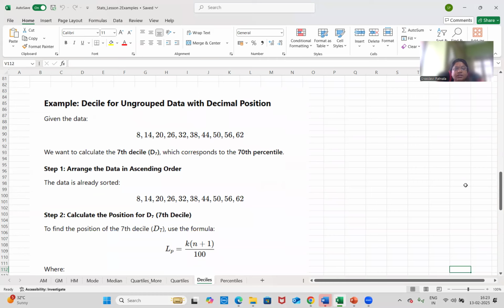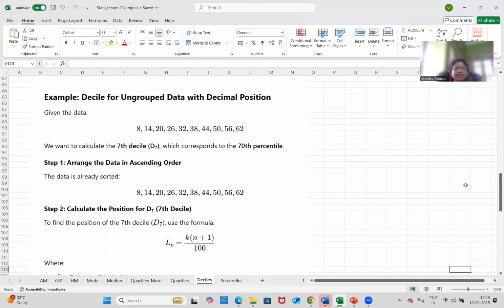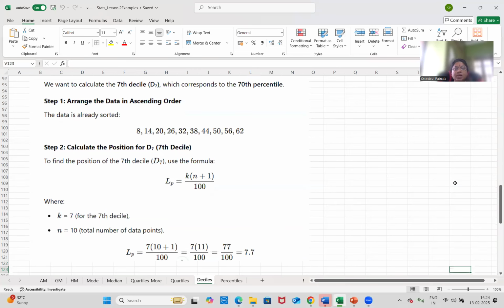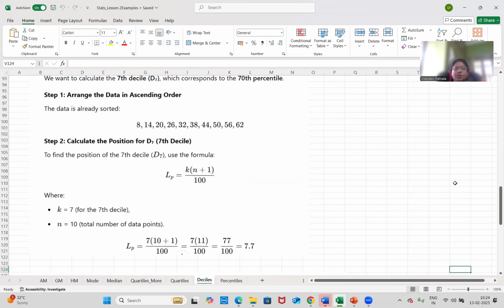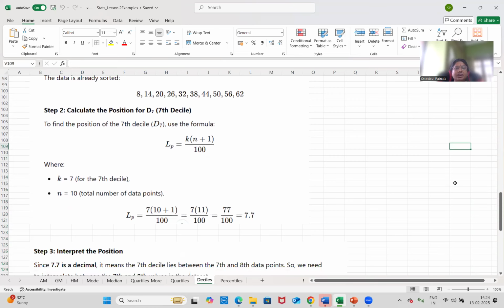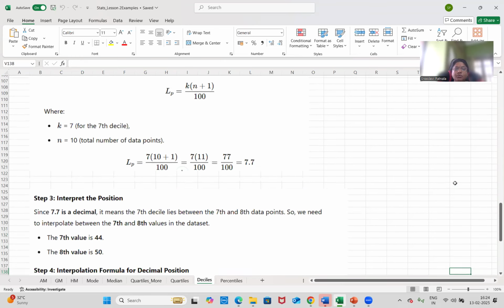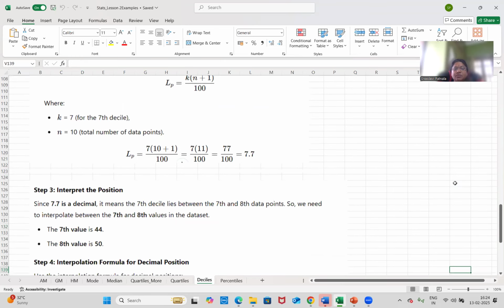Arrange all the data in ascending order, and it is asking for the 70th percentile. So your k becomes 7. You do 7 into n plus 1 by 100, where n is the total number of values. What is your n value? 11 are given, so 11, sorry, 10 only. 10 plus 1 becomes 11. So the position is 7.7. Now between the 7th and 8th positions, what is your value? You have to look at the data set.